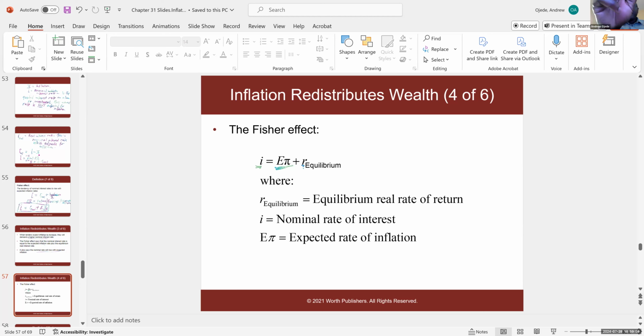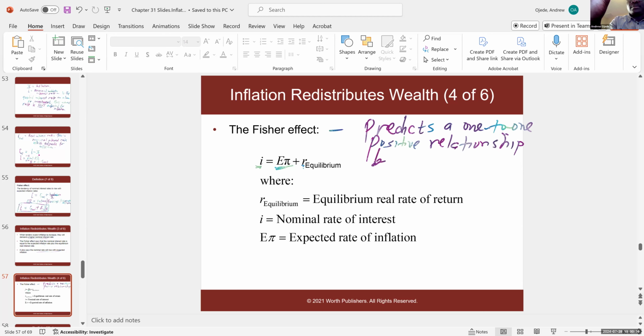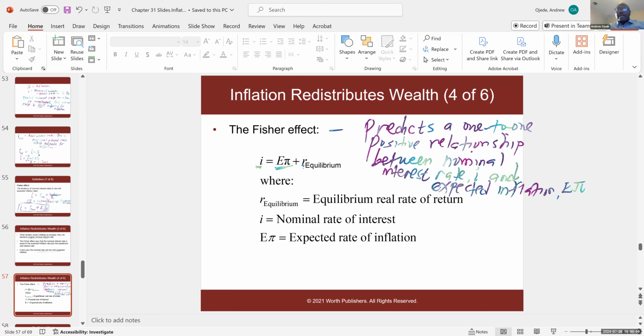The Fisher effect predicts a 1-to-1 positive relationship between nominal interest rate, I, and expected inflation, which is E pi. Meaning that it's a 1-to-1 relationship.